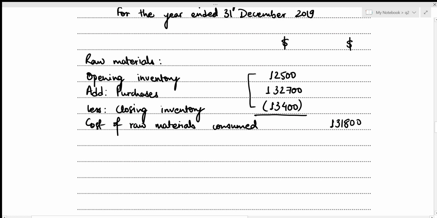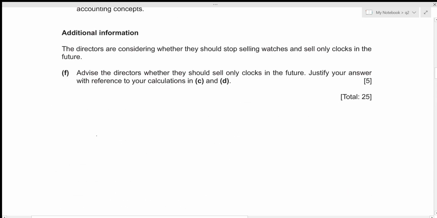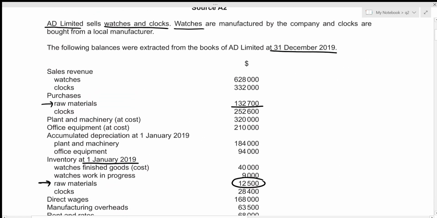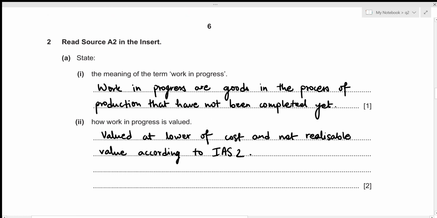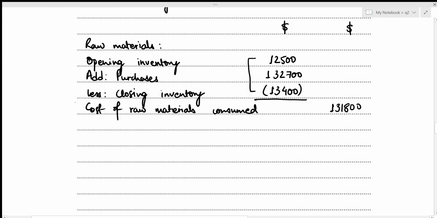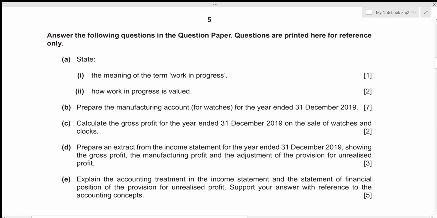Now we just have to add other direct expenses. Let's have a look above. Okay, then other direct expenses would be of direct wages, and it amounted to 168,000. So let's record it in our manufacturing account. That's direct wages of 168,000.